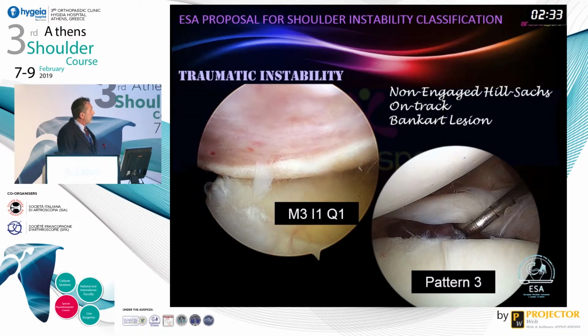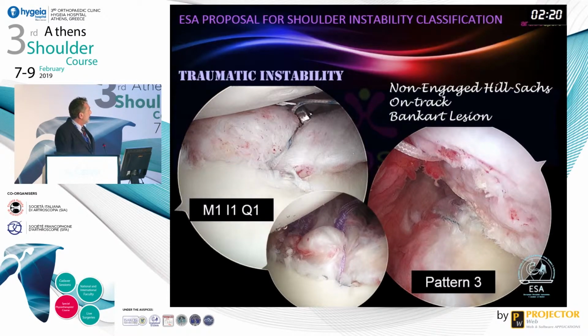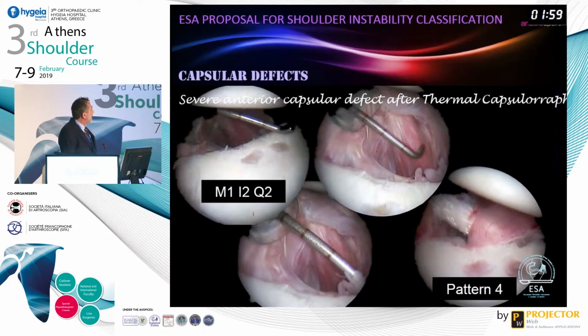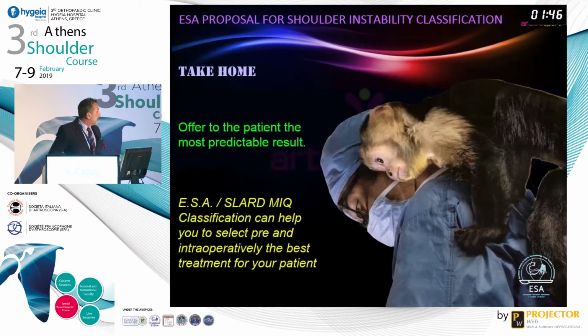We have a non-engaged Hill-Sachs, on-track, and Bankart lesion. In pattern 3, we have to add the remplissage. Maybe it's enough in my experience. And if the same situation is a good candidate for soft tissue procedures and engaging Hill-Sachs, remplissage. If we have off-track lesions with bad tissue, a bony procedure is indicated, like Latarjet. And if we have a severe anterior capsular defect, in this case after a thermal capsulorrhaphy many years ago, a ligamentoplasty or Latarjet procedure is our technique.